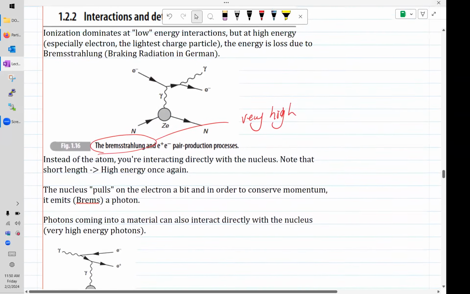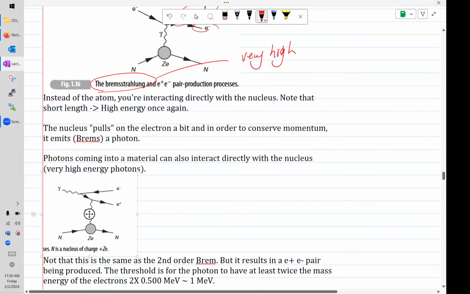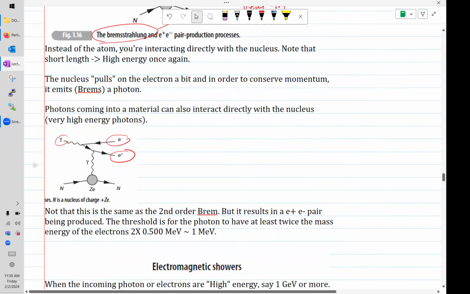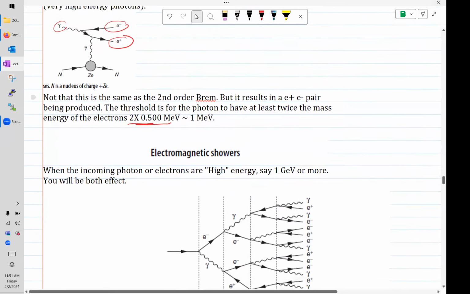The reason for this is that the energy is high enough so that instead of just the electron scattering off the atom, when it scatters, it can actually produce an extra photon. Or a photon can scatter off the atom, and instead of just producing a photon, it can produce an electron and positron pair. The mass of an electron is about half an MeV, so for this to happen you need photon energy above 1 MeV. So this is very high energy.